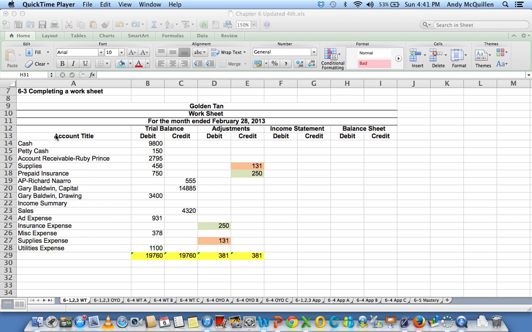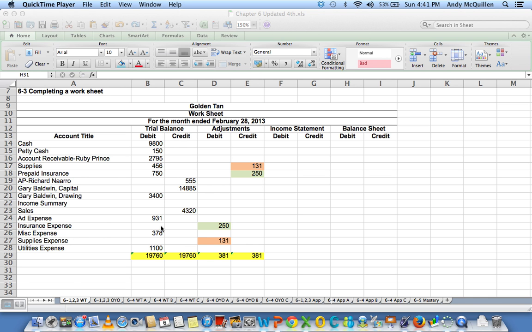We will have the account title, trial balance, adjustments, and then in 6-3 we get into the income statement and balance sheet. For example, over here, 6-1 is literally copying directly off the book, and you are given all of these account titles on page 155, and you are given the balances.